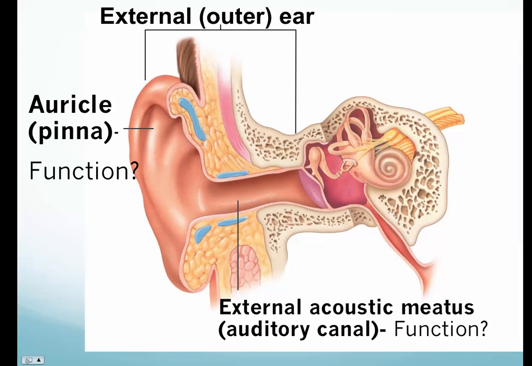Let's start off with our external ear. Once again, this is only for hearing. The first noticeable structure that we see, and the only visible one that we can easily point out, is the auricle, and we also call it the pinna. The function of this is to collect and direct all those sound waves into the auditory canal.